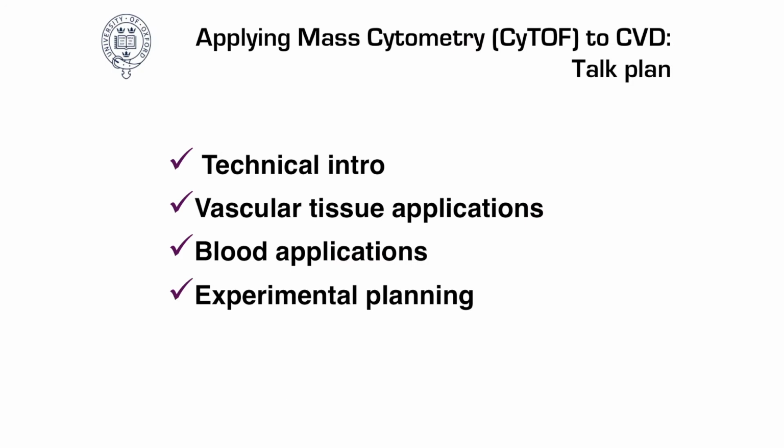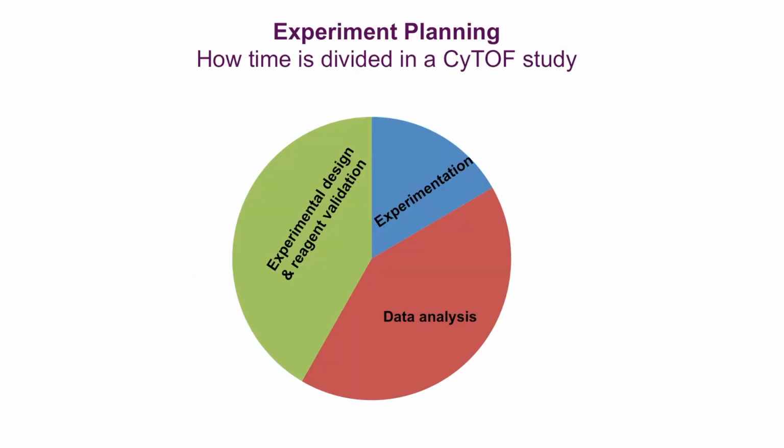Right, now I want to run through some elements of experimental planning. So time in a CyTOF study is really divided, like in every experiment, into three components: experimental design and reagent validation, experimentation, and data analysis. What is different with CyTOF is that most of your time will be spent in experimental design and reagent validation and the data analysis.